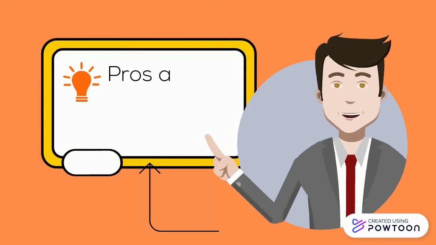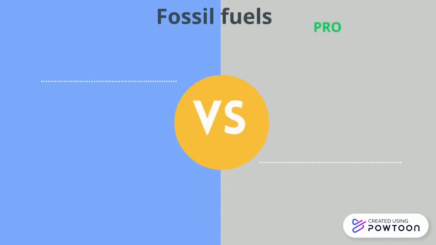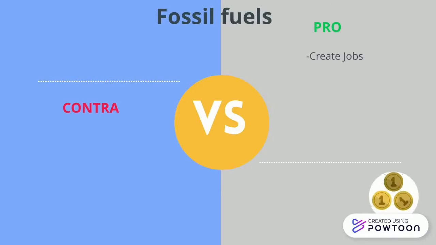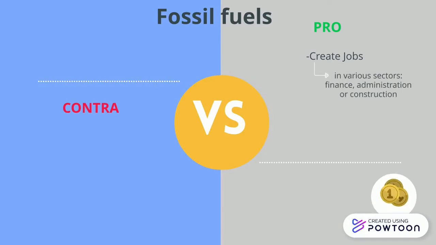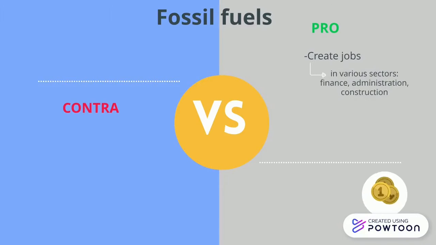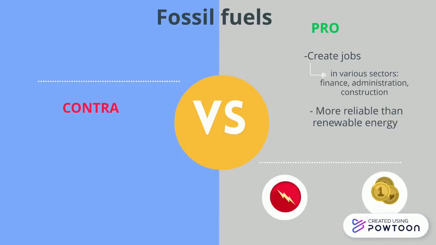What are the pros and cons of fossil fuels? Fossil fuels have different advantages and disadvantages. The first positive aspect of fossil fuels is that they create jobs. Fossil fuels have created numerous jobs in various sectors, such as finance, administration, and construction. If we simply stop using fossil fuels now, many people will become unemployed, which could affect the economy around the world. Another advantage of fossil fuels is that they are more reliable than renewable energy.